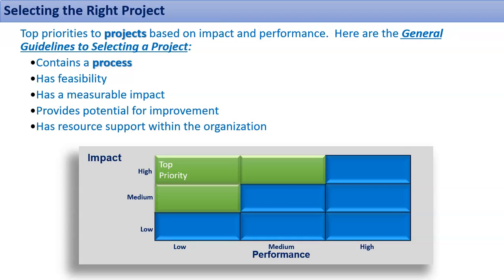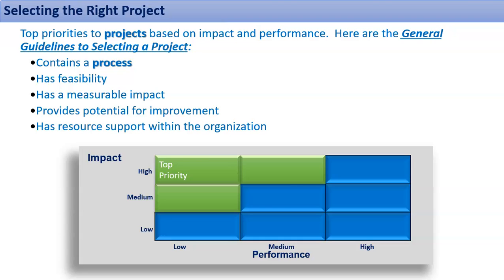So a top priority project is the project that will create a high impact on the business situation or environment, and it's currently performing low. And by working on it, it will have a high impact and improve the performance. That's mainly the criteria of assigning the priority of a project.